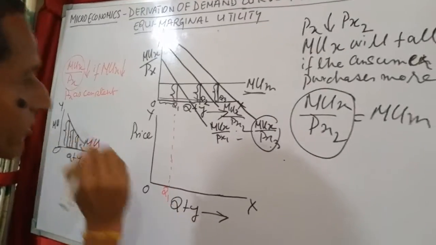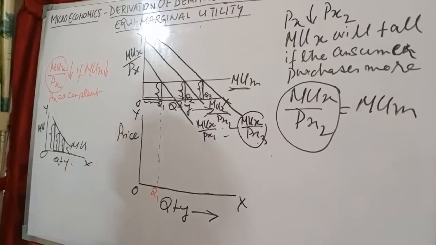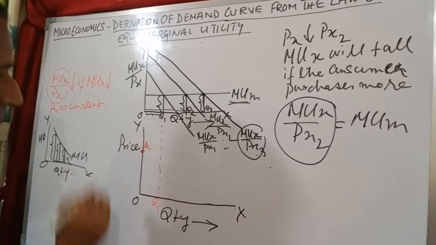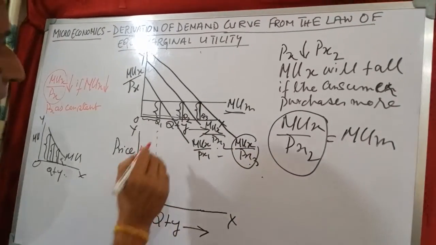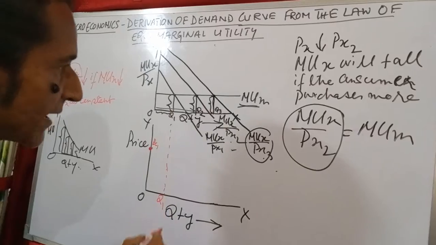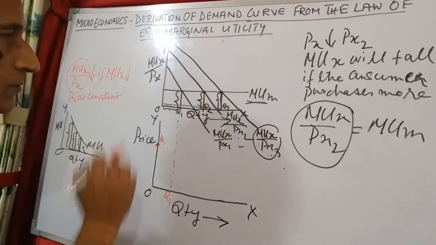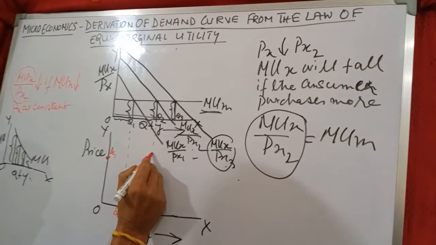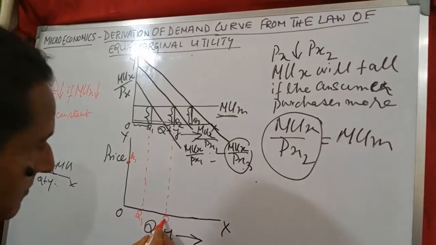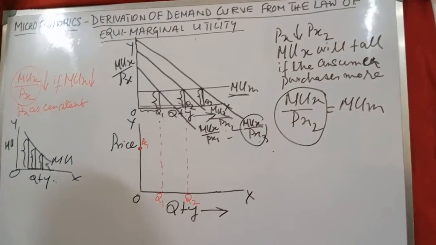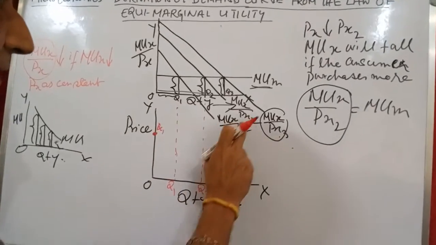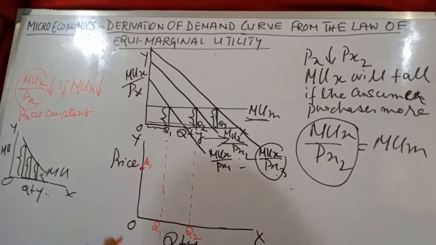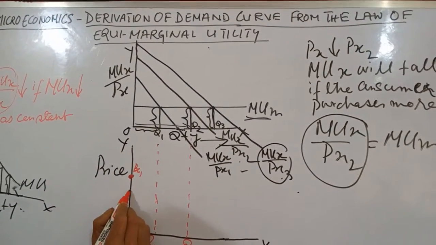So this is OQ1 when price is PX1. We know the value of price, say this is PX1. When price of X falls from PX1 to PX2, the consumer is consuming OQ2 units. So this is Q2. And we know the price of X after the fall, that is PX2, which will be less than PX1. Let this be PX2.